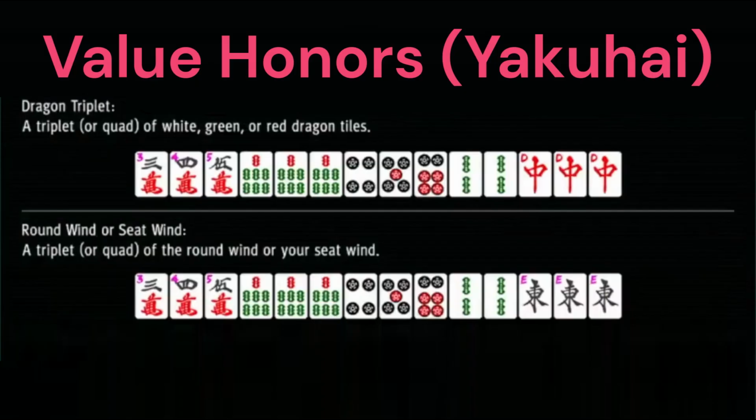The first open pattern we'll discuss are known as value honors, or Yakuhai. If you collect 3 of the same dragon, you'll have a valid Yaku win condition. If you already have a pair of dragons in your hand, then calling Pon is one of the easiest ways to achieve a Yaku win condition for a fast victory. Another kind of value honor is the round wind or seat wind. To explain this Yaku, let's take a look at the game board.